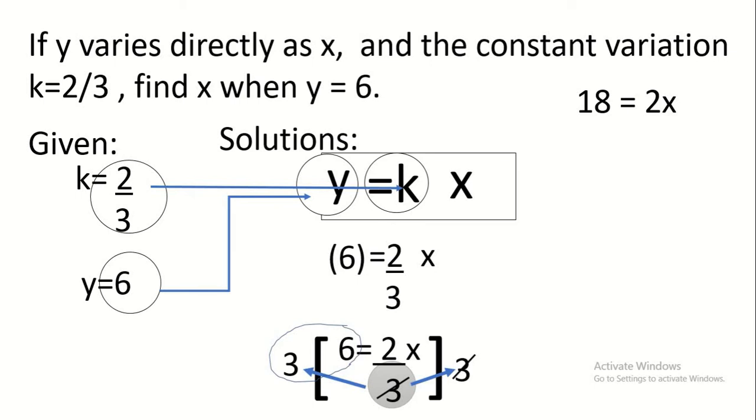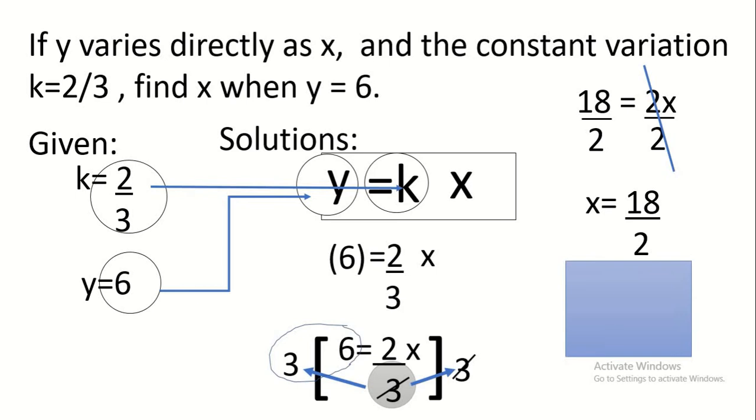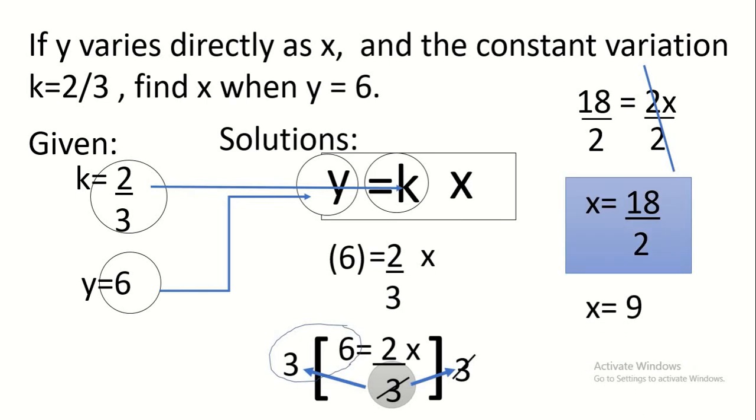And since may katabi pa si x, gagamit tayo ng division property of equality. We will divide it both side by 2 para mawala yung number na katabi ni x. Makancel natin yan. Okay? So, meron tayong x is equal to 18 over 2 or x is equal to 9. And our equation of variation will become y is equal to 2 over 3x. So, again, si 2 over 3 ay galing kay k or constant of variation. At yung dalawang variable ay hindi ginagalaw.